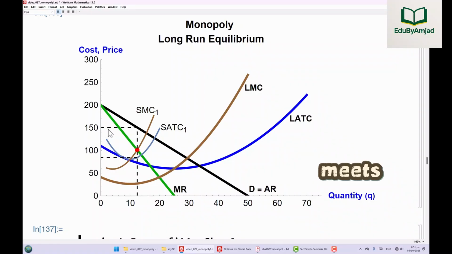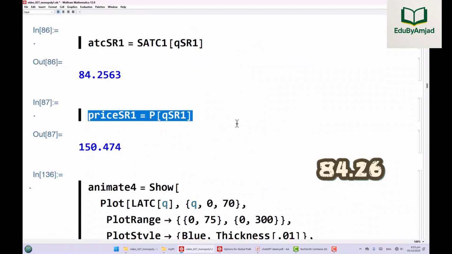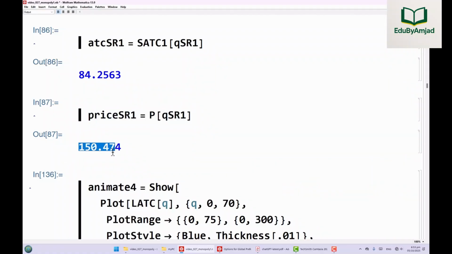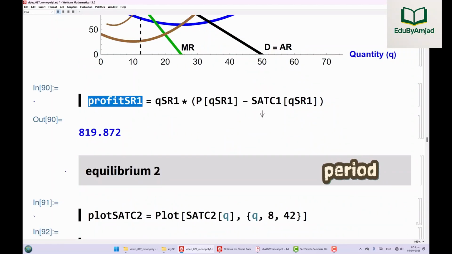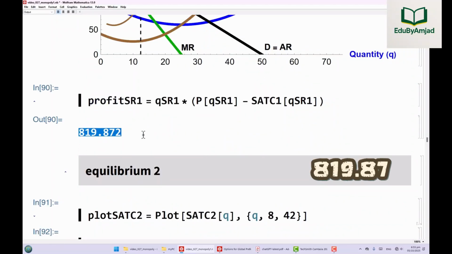Where this dotted line meets the demand and short-run average cost curves, we find the equilibrium price and unit cost, 150.47 and 84.26, respectively. Monopoly profit is represented by the shaded blue rectangle formed by these points. Multiplying its height and width gives the monopolist's profit for this initial period, 819.87.